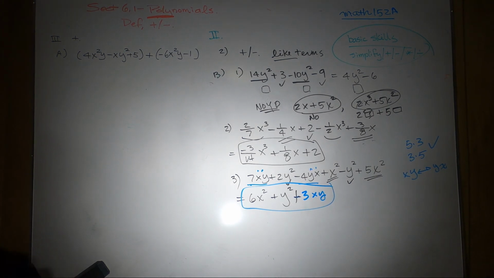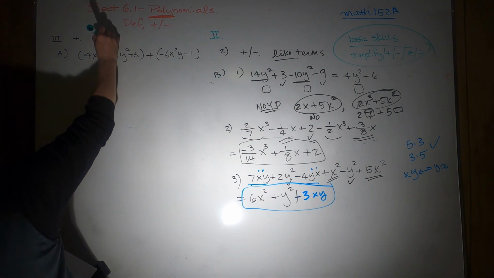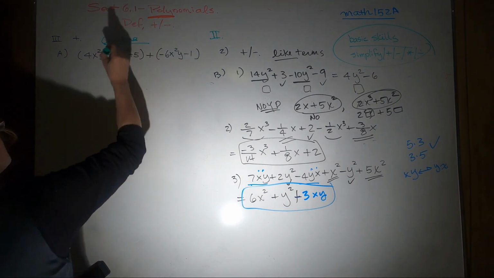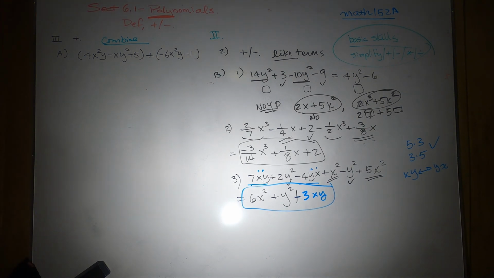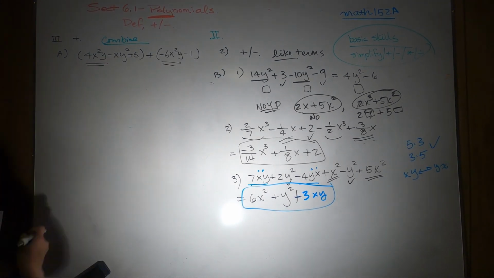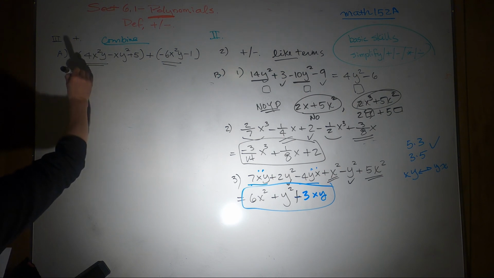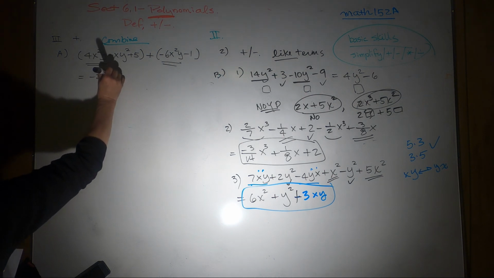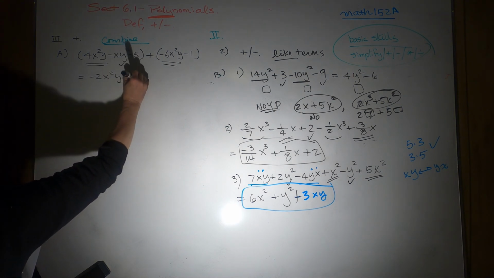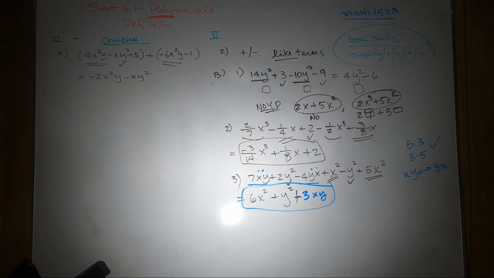We just put like terms together. So the skills we use, we call them what? Combine like terms. Okay, let's see. Like terms mean what? Same variable, same powers. So this is x squared y, this is x squared y, right? So put it together, that would be negative 2x squared y. And xy squared is different, so by itself minus xy squared, right?